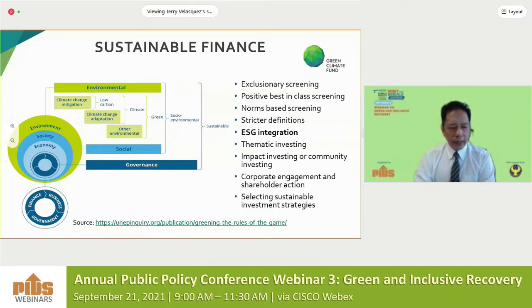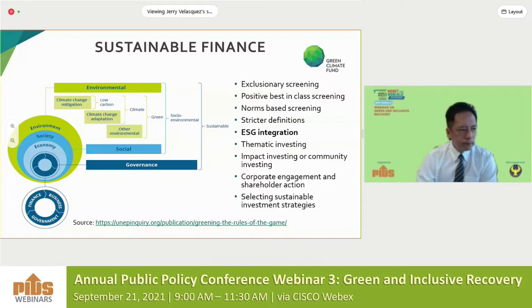There are many things. But of course, the most important is ESG integration, because it's not just one. What we're discussing here is that you cannot just be blind to one and create another problem. We need to look at the totality of environment, society, and economy. And therefore, within environment, you have climate mitigation, climate adaptation, and other environmental issues. So from low carbon to climate to green, social, environmental, and sustainable. That's our goal, to go all the way to sustainable.